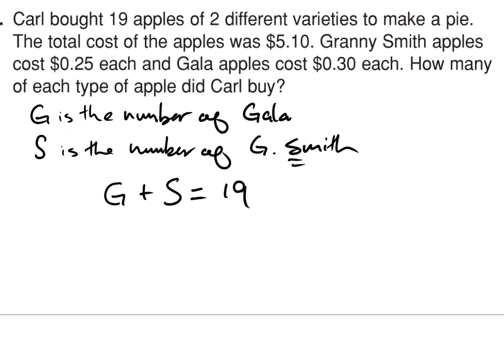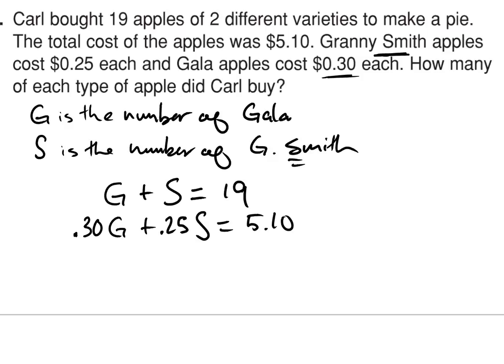Each of the Granny Smith apples cost 25 cents, and each of the Gala apples cost 30 cents. So I'm going to write 0.30 for each of the Gala apples, plus 0.25 for each of the Granny Smith apples, and that equals $5.10.